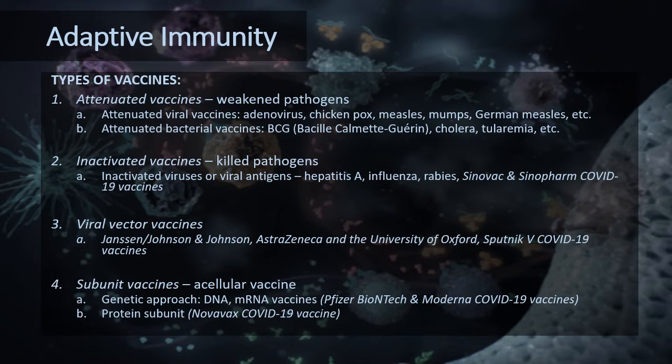Fourth, we have the subunit vaccines. So this utilizes antigenic portions of the pathogen. This is also called the acellular vaccine. So we have the genetic approach, which utilizes DNA or mRNA. So for mRNA vaccines, we have the popular Pfizer, BioNTech, and Moderna COVID-19 vaccines. For the protein subunit, we have the Novavax COVID-19 vaccine.